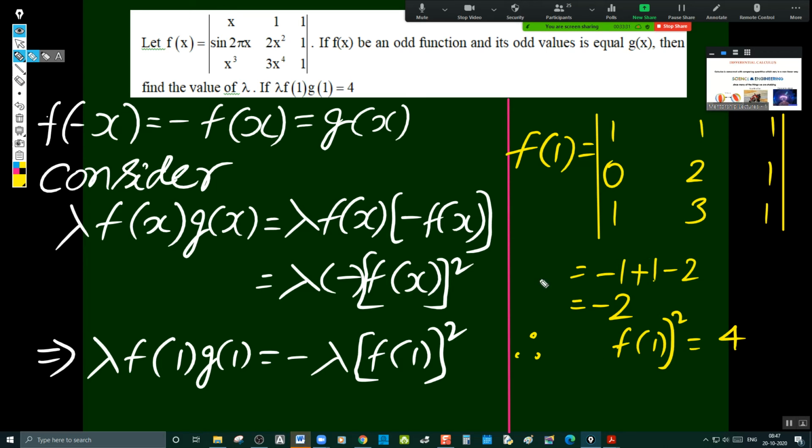Yes, but we did not need to solve this much. They said that f of x is an odd function and its odd value is equal to g of x. So f of 1 into g of 1 is equal to 4. So the values of f of 1 and g of 1 must be negative. Okay. So lambda is -1 automatically.